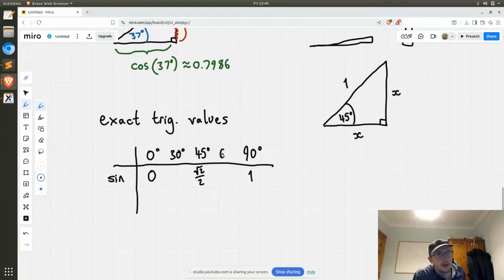Then 30 degrees, 60 degrees. These involve more sophisticated arguments, but you can get into them in your own time by yourself. So this one here is exactly a half. This one here is root 3 over 2. And then cosine is the complement of this. This row in the table reads backwards.